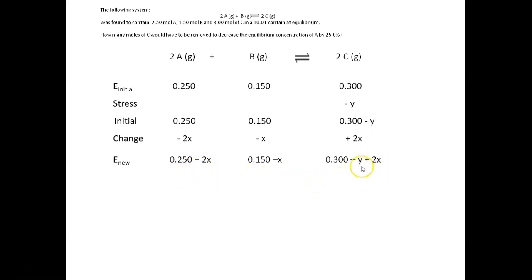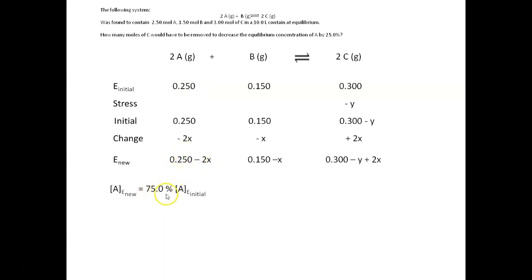Right now I have an x and a y. I know my equilibrium constant, but I have 2 unknown variables. However, we were told a relationship between my initial equilibrium and my new equilibrium amounts.